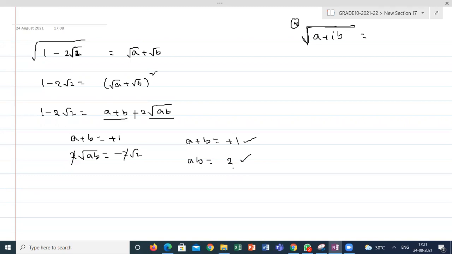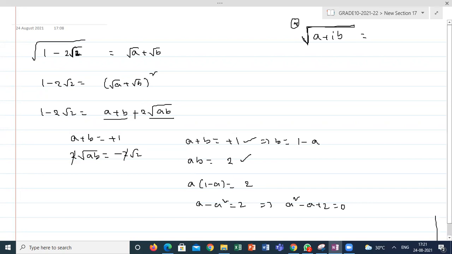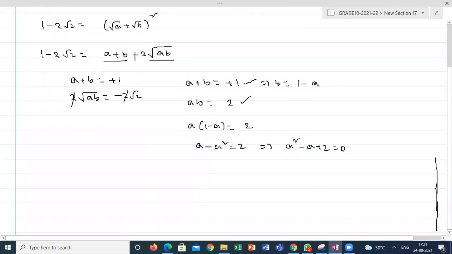Sir, can we form a quadratic equation using this? Yes, one concept is you can form a quadratic equation. How to form a quadratic equation? Sir, x square minus of alpha plus beta. A into 1 minus a is equal to 2. A minus a square is equal to 2. This will be a square minus a plus 2 is equal to 0. The solution of this one will give a value, correct?